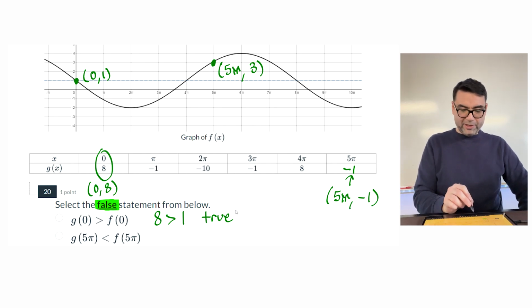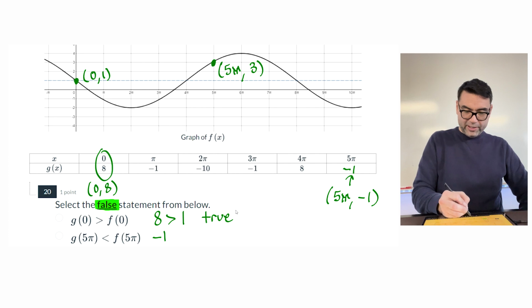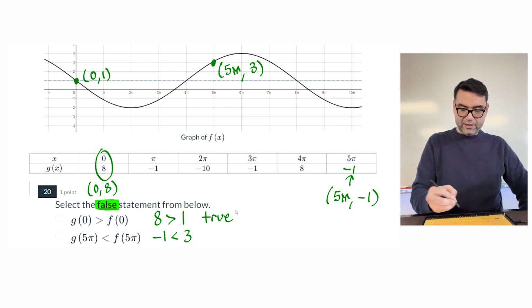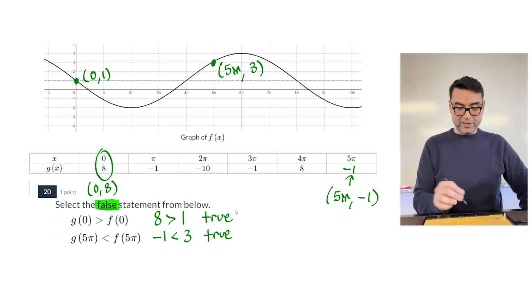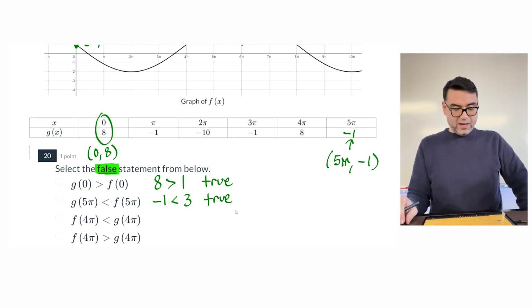So to recreate the statement, -1 is less than 3, which is true. But again, we're looking for what's false, so be careful. All right, next statement. f of 4 pi is less than g of 4 pi.